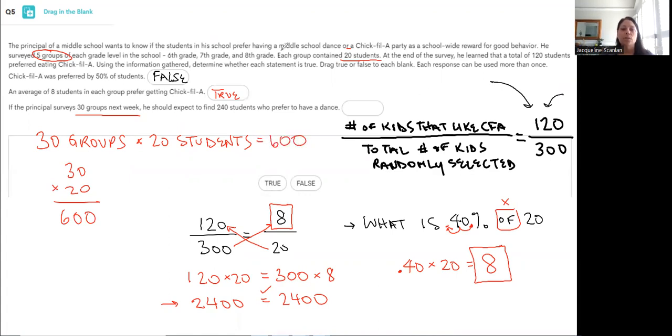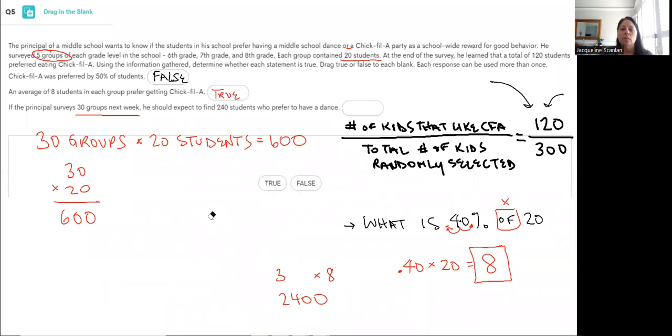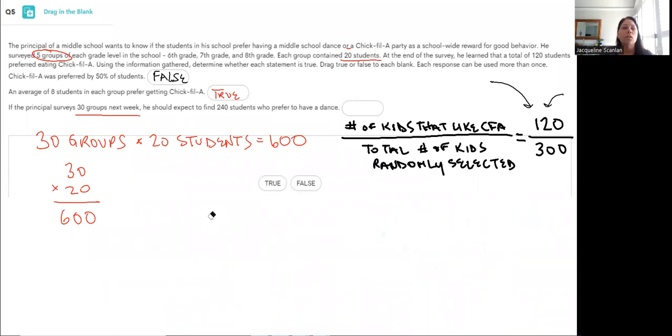All right, I'm going to erase all this other stuff. So again, if you're taking down notes, you're writing down step 1 is to figure out how many total kids have been surveyed, right? In this case, it's 30 groups, and in each group there are 20 students. So to find out the total number of kids surveyed, I do 30 times 20. All right, so now I know that there are 600 total kids surveyed instead of this 300.